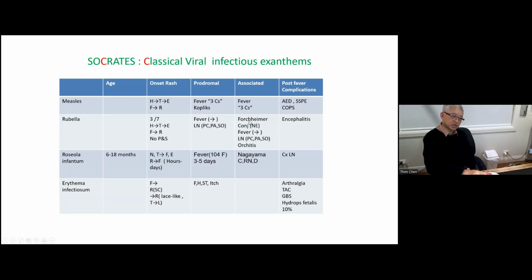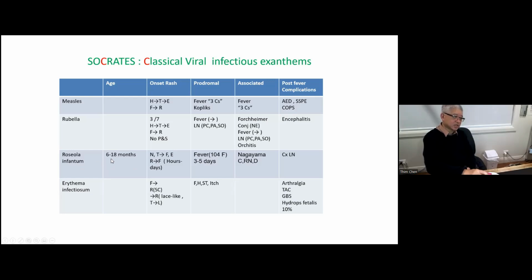Rubella also has Forchheimer spots, which are spots on the soft palate, and a non-exudative conjunctivitis. Low-grade fever, that's why the curve is flat. It can involve encephalitis as well. In measles, they have ADEM, acute disseminated encephalomyelitis, and subacute sclerosing panencephalitis, along with the cough, otitis media, pneumonia, and seizures.